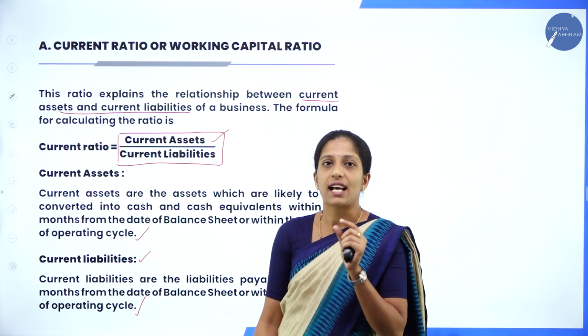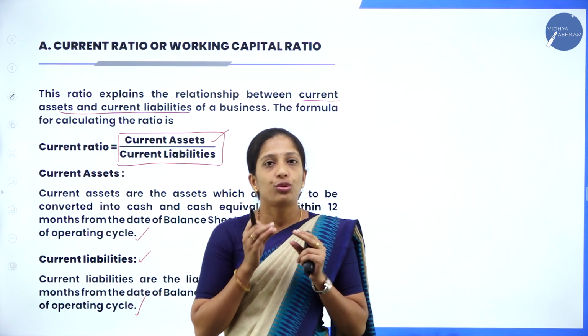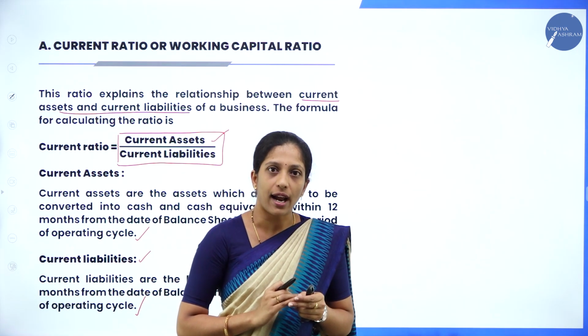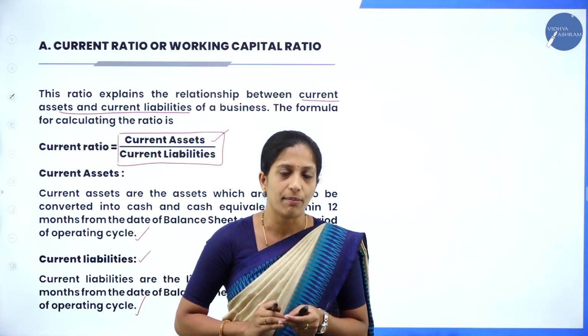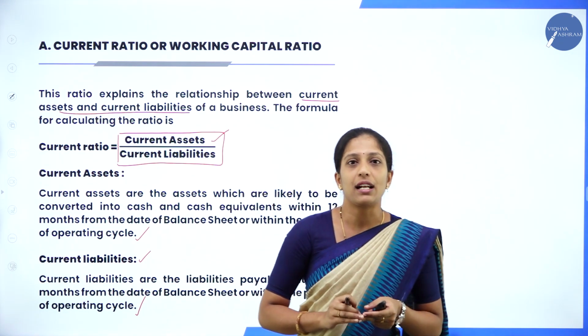So, the formula is current assets divided by current liability. What do you mean by current assets? Those assets of the business which can be converted into cash or cash equivalents within 12 months. They are all considered as current assets. Coming to current liabilities.